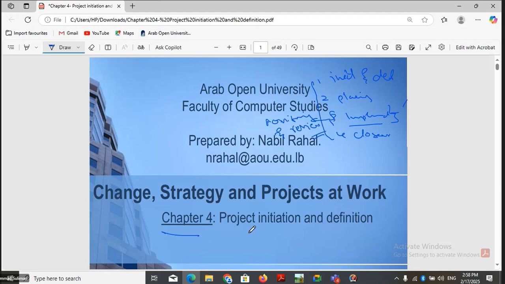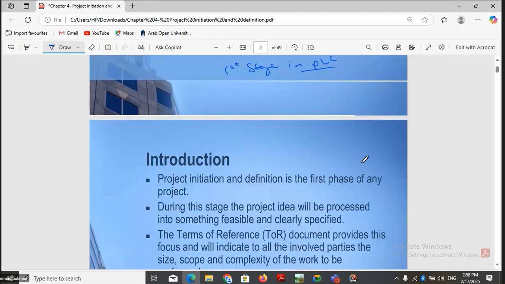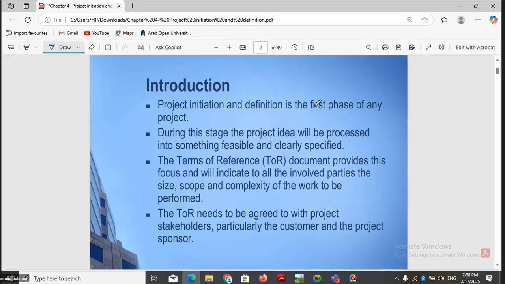Chapter number 4 is talking about project initiation and definition, which is the first stage in the project life cycle. Right? The project life cycle. As an introduction, project initiation and definition is the first phase of any project. During this stage, the project idea will be processed into something feasible and clearly specified, which means the idea of the project will be clearly specified, and we know what the idea of the project is and what we are going to make through the project.